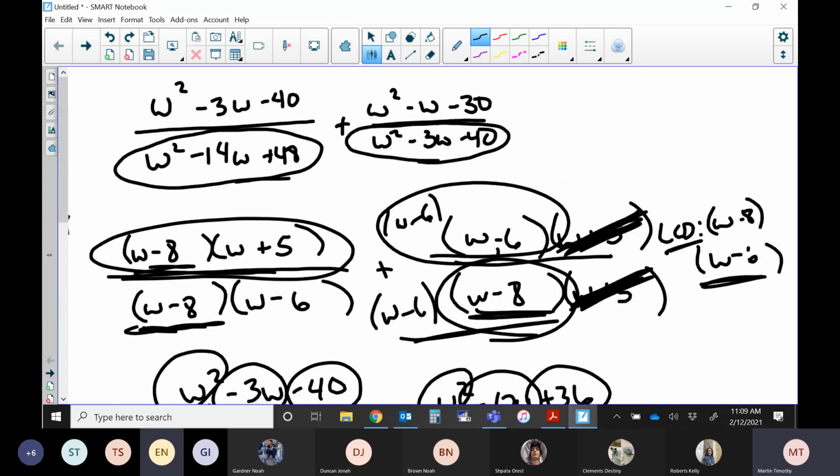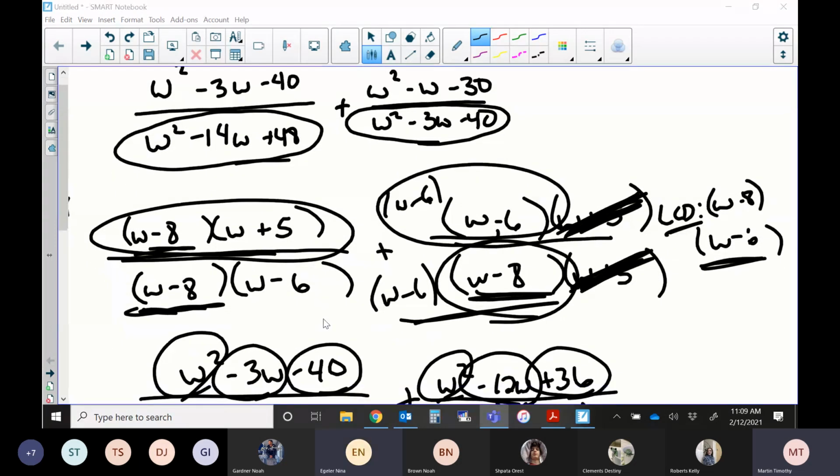I have a question. Yes. Why didn't you cross out the W minus 6? Oh, very good question. What is this, Nina? A plus sign? That's totally different than multiplication, isn't it? Oh, okay. Multiplication, we can cross cancel.